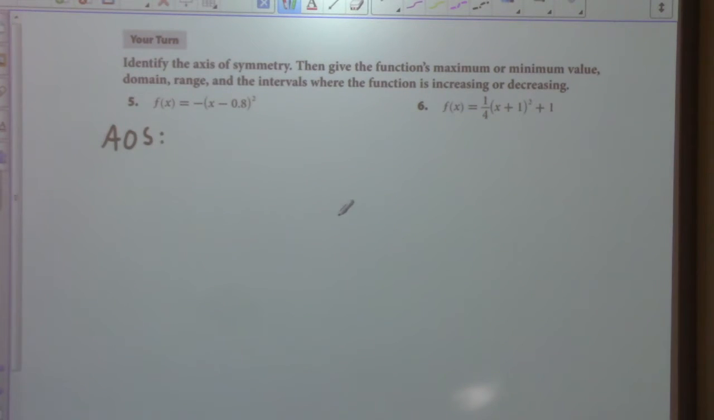What is our axis of symmetry for this one? How does an axis of symmetry formula start out? Here's a parabola, right? Here's our axis of symmetry. The vertex is related to the axis of symmetry, right? The axis of symmetry is the formula x equals h. The vertex is the coordinate pair h comma k. So what is our axis of symmetry for this particular situation here?